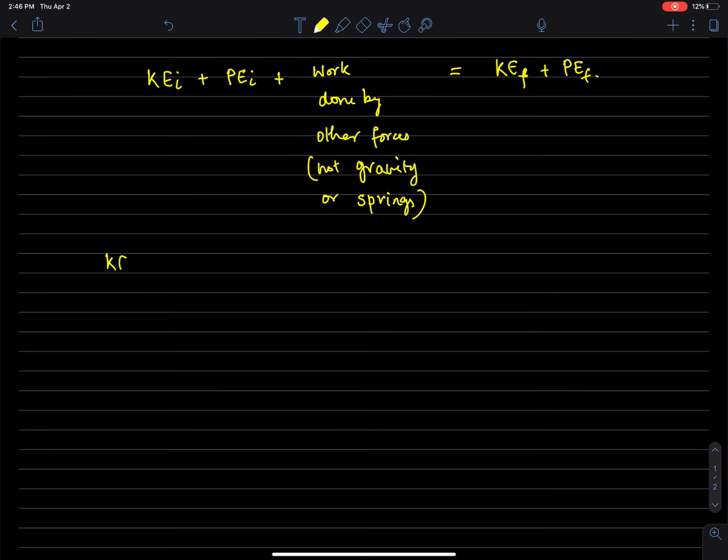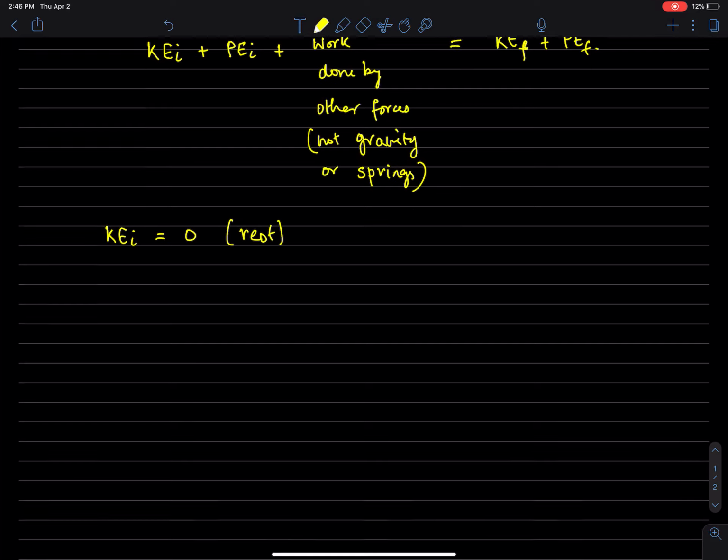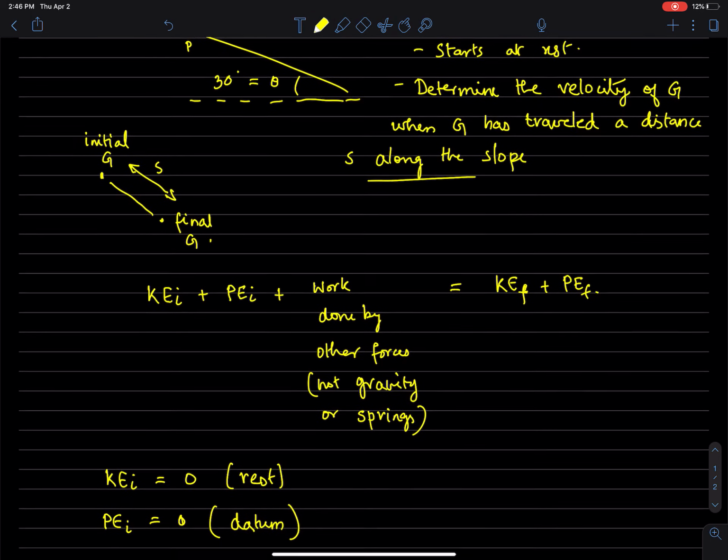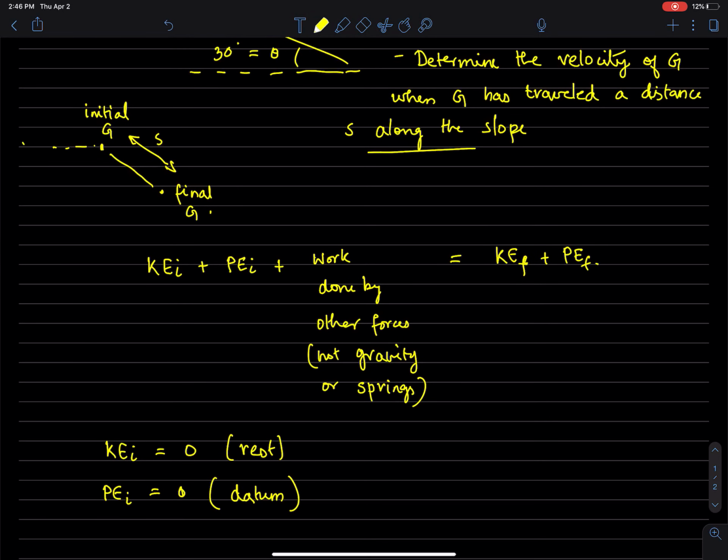What is KE initial? The kinetic energy initial is 0 because you're starting at rest. And PE initial, we can just set it equal to 0 by default, and let's say this is the datum, right? So that's the initial datum. This is y equals 0, and yG would be equal to minus s times sine theta, if this is theta. Okay.